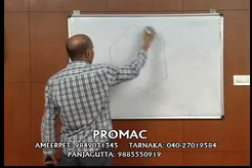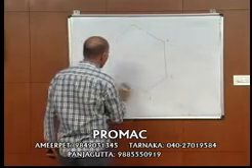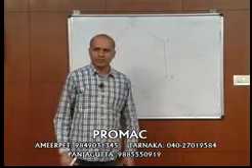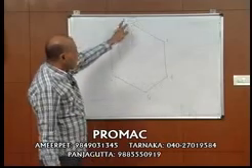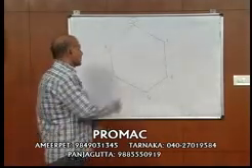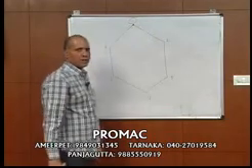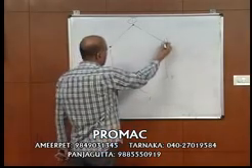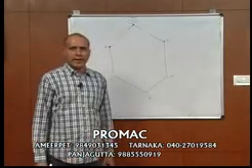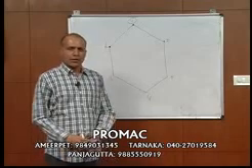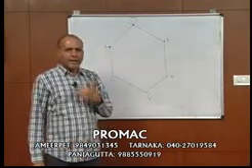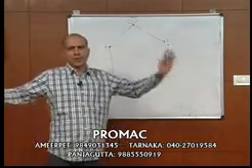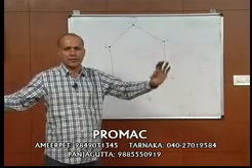So this is a hexagon. Let's call these points 1, 2, 3, 4, 5, 6. Let's take point 1 as a reference point. From point 1, how many diagonals can I make? Obviously, I cannot draw a diagonal to myself. When I connect to the two neighbors, it is not called a diagonal, it's called a side. So from any point, I cannot draw a diagonal to myself, and the line I draw to two neighbors is not called a diagonal, it's called a side.